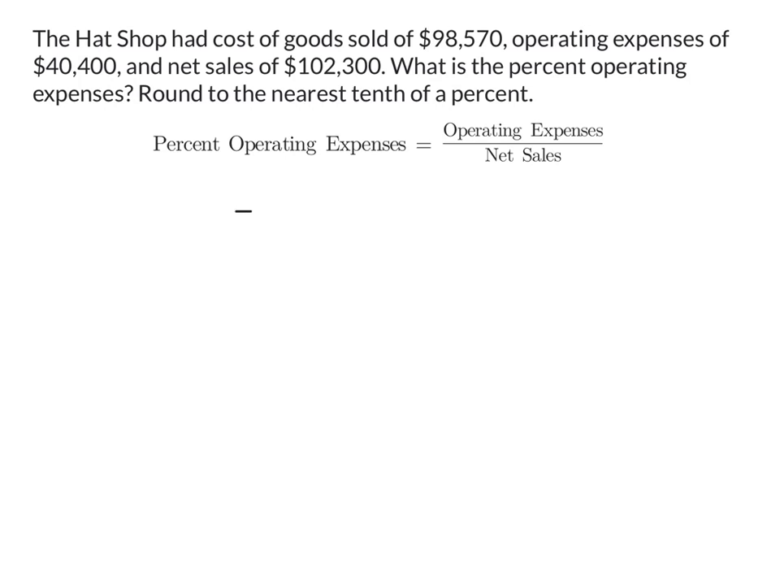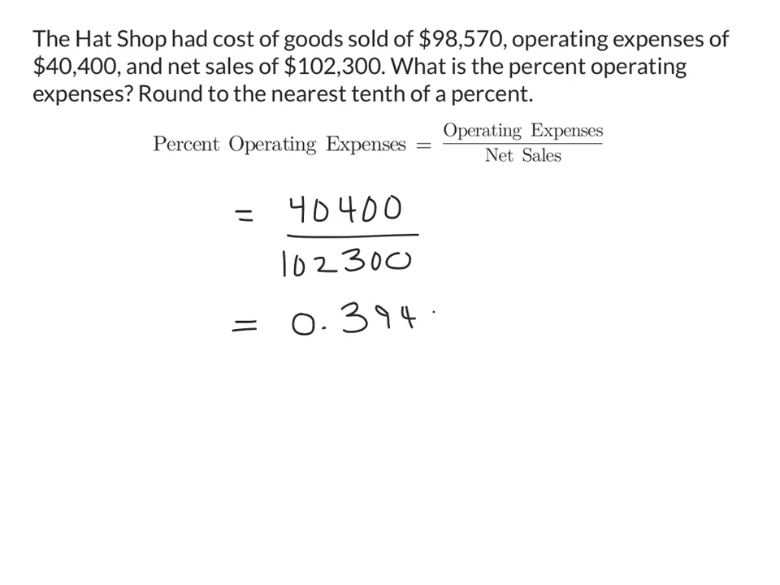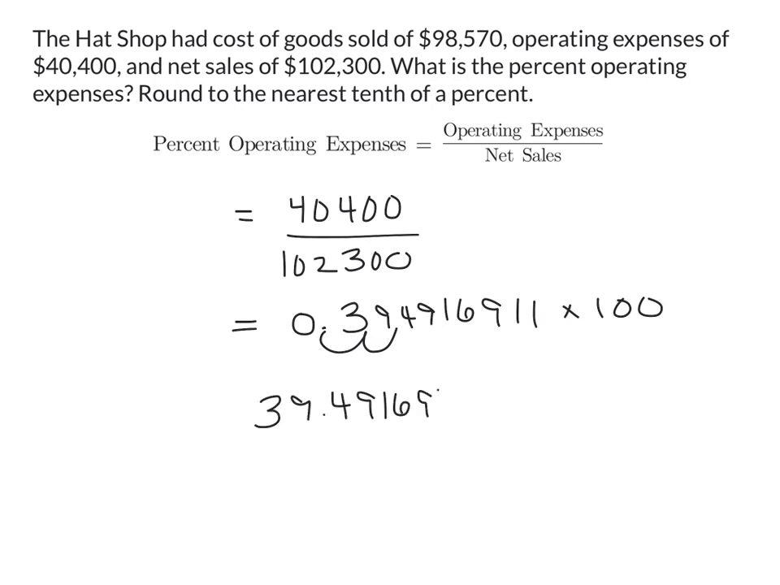So the problem tells us that operating expenses is $40,400. And then the net sales are $102,300. When we perform that division, we get 0.3949169111. And we want to write this as a percent, so we'll multiply by 100, which moves the decimal 2 places to the right. So we have 39.49169111. And we want to round to 1 decimal place.